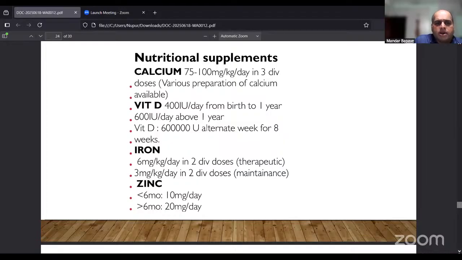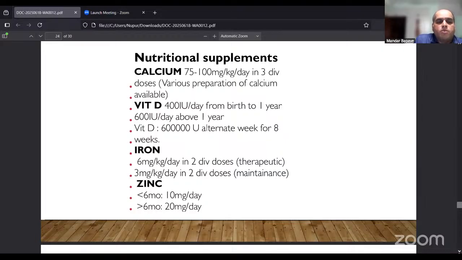Again, not to forget that iron has its own side effects. Iron can give rise to constipation or diarrhea. Iron can give rise to, say, staining of teeth. Therefore, the less the quantity, the better the iron. So therefore, what I do is give concentrated iron.